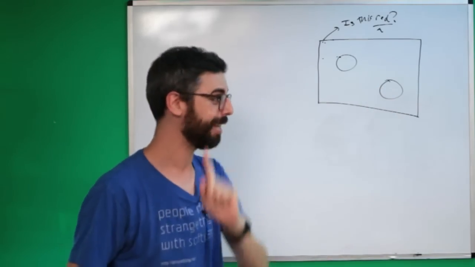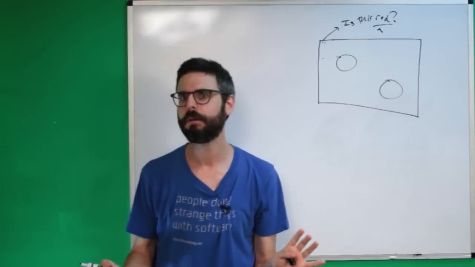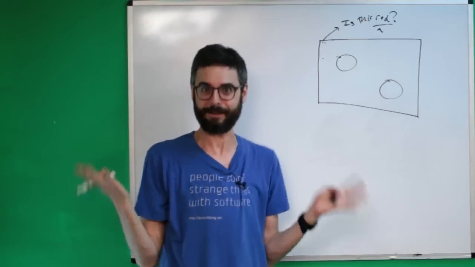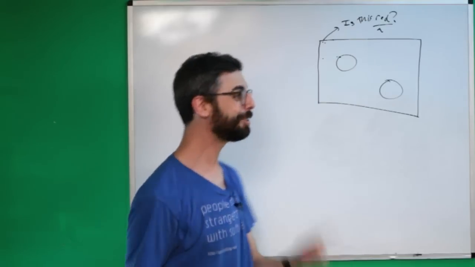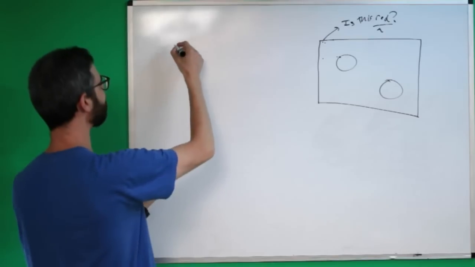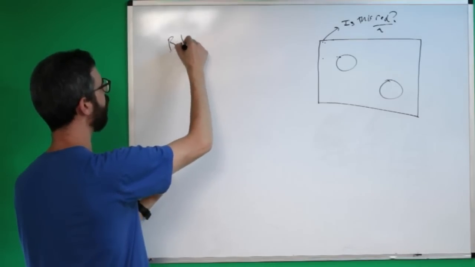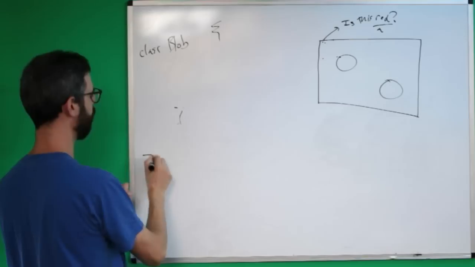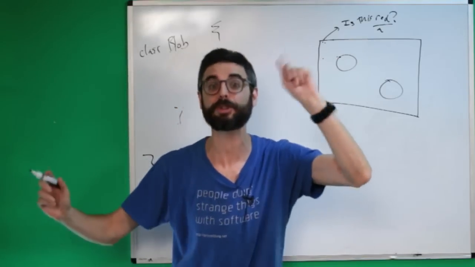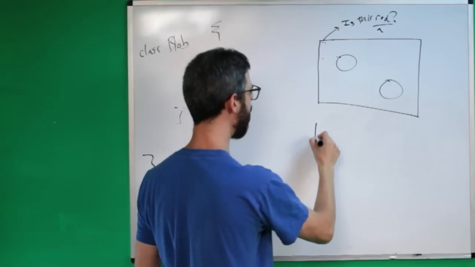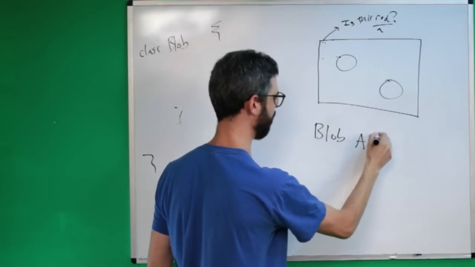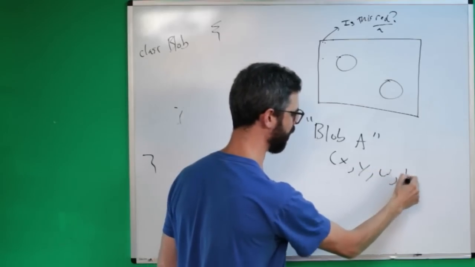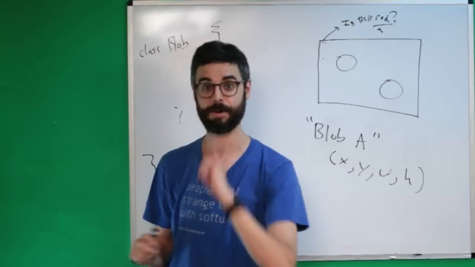So if it's red, then we have to ask the question, did I find a red pixel before, or is this new? Have I found the first red pixel? And as soon as it's found the first red pixel, it has to make a blob. So the blob is going to be a Java class, an object, which is a blob. It's going to say, I found the first red pixel, so I'm making a blob object. And I'm going to call this blob A. And blob A has an x, a y, and a width and a height. It's like a little rectangle.